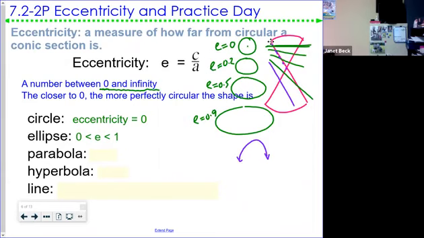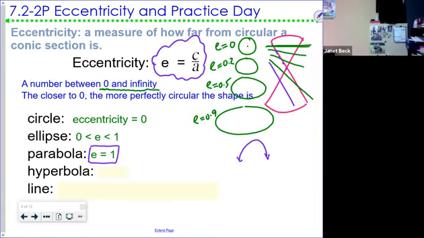When you get to a parabola, parabolas are really interesting. The eccentricity of any parabola takes no work at all. If you get a parabola, its eccentricity is always going to be 1. The reason is, this is your equation to work out eccentricity: C divided by A.